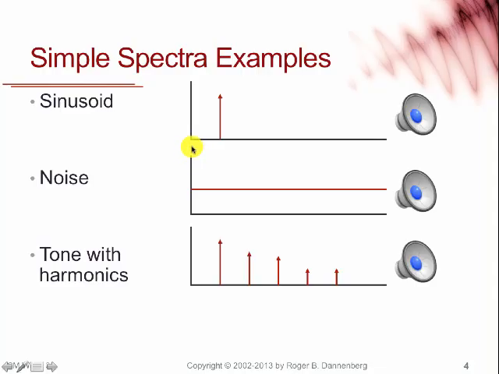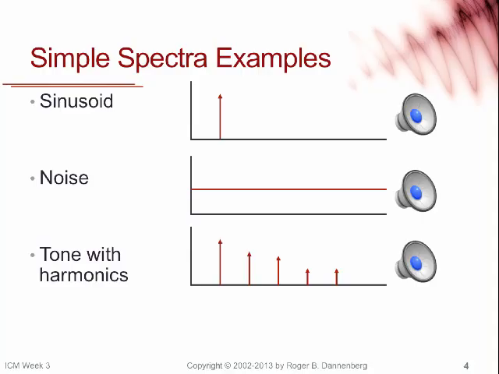So in all these examples, the horizontal axis here is frequency. The vertical axis is amplitude. Notice that we've ignored phase here, so we're only talking about amplitude. And the first example is a sinusoid. As you would expect, the sine only has energy at one frequency, which is this point, and the amplitude of this impulse describes the amplitude of the sinusoid. So let's play a sine.